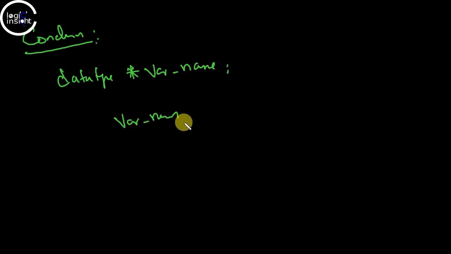Whenever we want to declare a pointer variable, first we have to use the data type, then put an asterisk, and then the variable name. After that, you can use only the variable name. If you want to assign the address directly, you can assign the address here. This is the first conclusion.